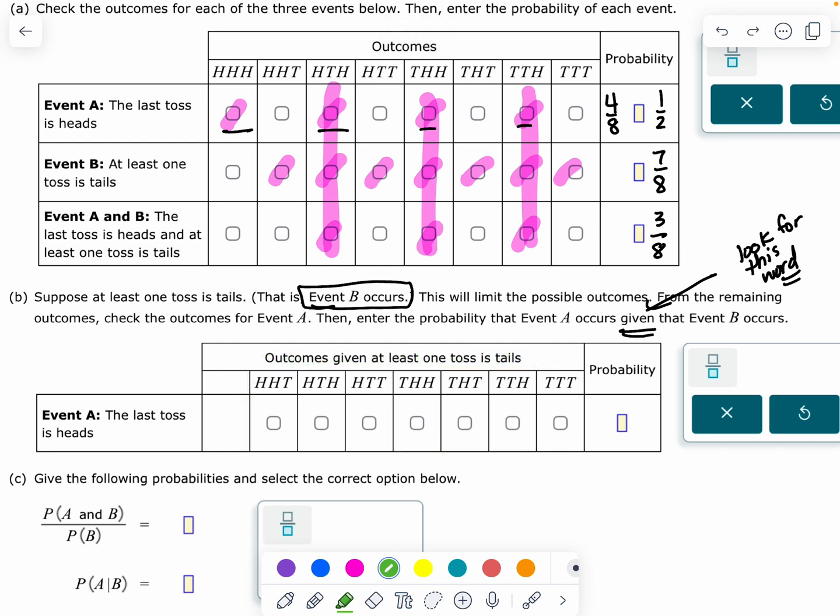Okay, now we're going to go through and redo. At least one toss is tails, so let's go through and mark them. No, the last toss is heads. Sorry, we're doing the last toss is heads. Okay. That one's heads, that one's heads, that one's heads. So still 3, but there's only 7 now. 3 out of 7. All right.